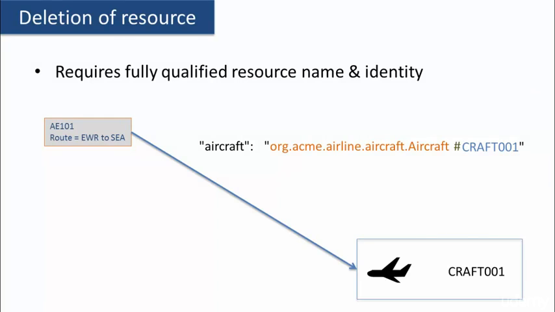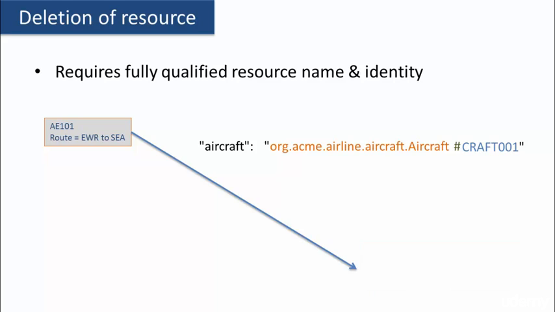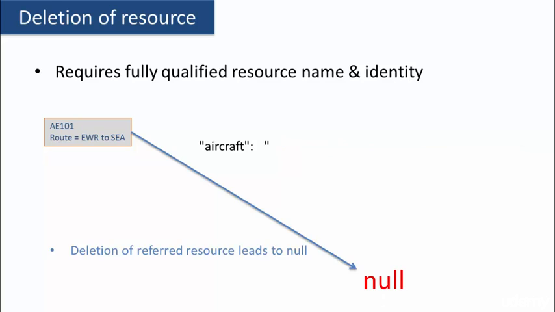One obvious thing that we need to think through is what happens if the referenced resource is deleted. For example, let's say Acme Air has sold craft 001. Now it's no more available. In that case, what happens to the relationship? The relationship will basically lead to the field returning a null value when it's referenced. So deletion of referred resource leads to a return of null value.